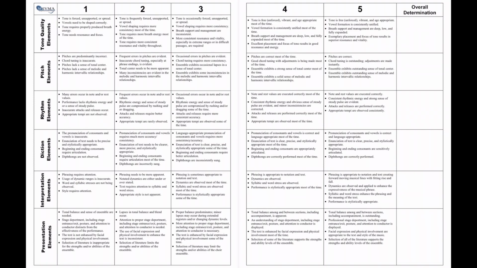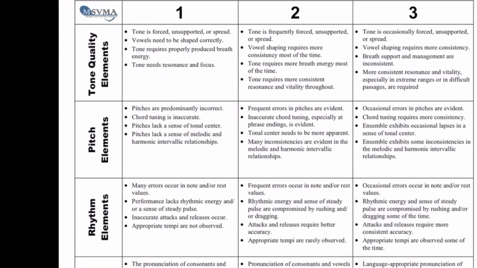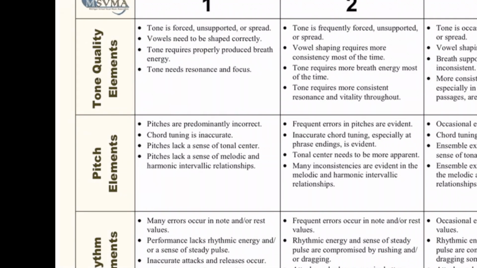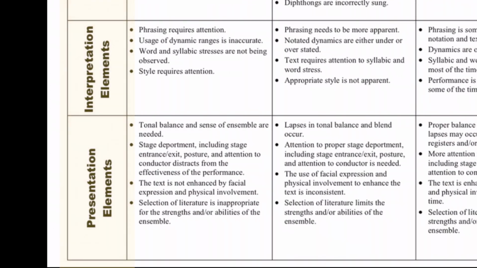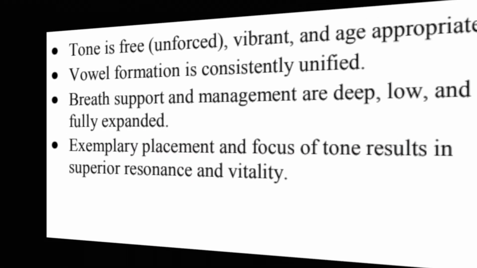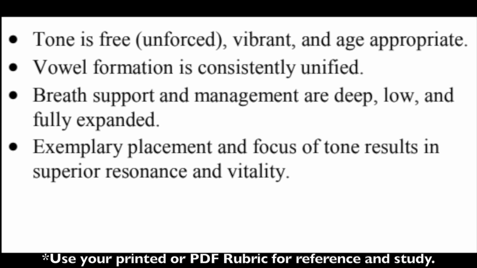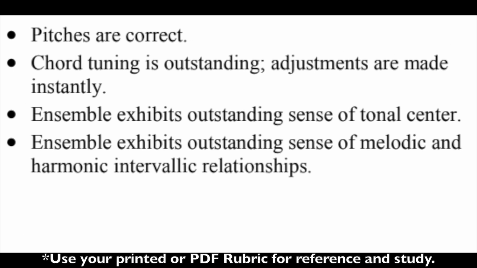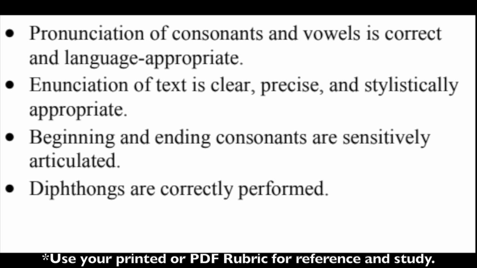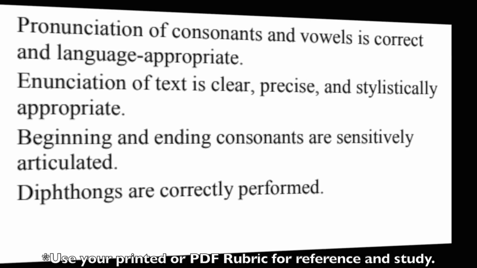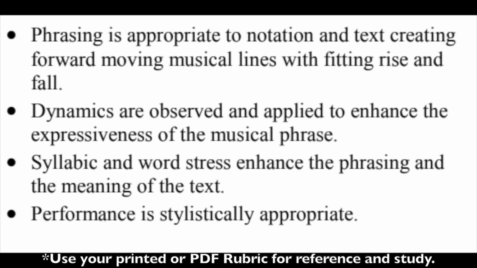Our rubric utilizes the following categories on a 5-point scale: tone quality, pitch, rhythm, diction, interpretation, and presentation. Please read the descriptors for each category carefully. Identify the differences between each column on the 5-point scale. You will be listening literally and responding to what you hear using this rubric.